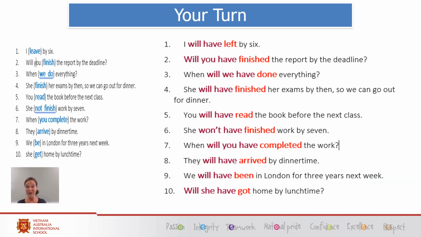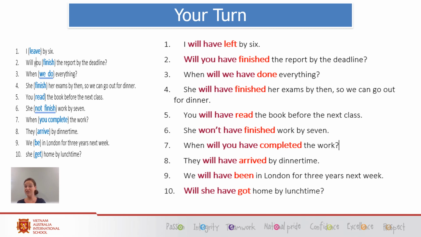Welcome back. Now, I hope that you had a good go at these, and I really hope that you've had an excellent attempt at it. Let's go through these again. Even though I threw some more tricky problems, the formula and the process is exactly the same. So let's see how you did. We're looking at the future perfect. So, I will have left by 6.